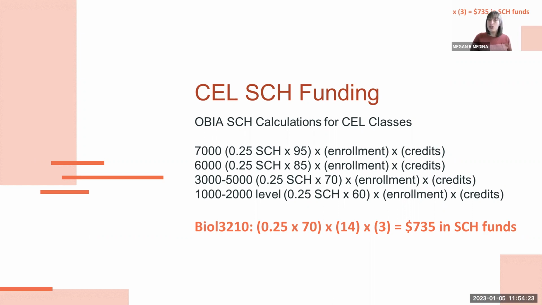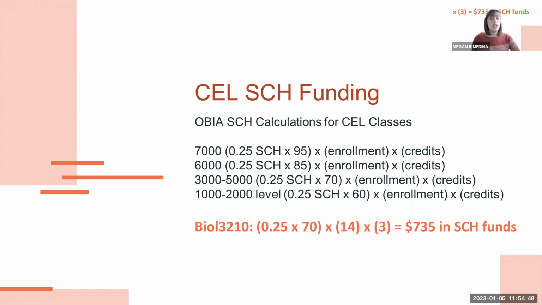So if you're one of those folks who really wants to know the process, here are the actual formulas that are used to calculate that CEL SCH funding. It is based on the course number and level of the course. So it is 0.25 times, depending on the course, there's a number, 95, 85, 70, or 60, times the enrollment in your class, times the number of credits.